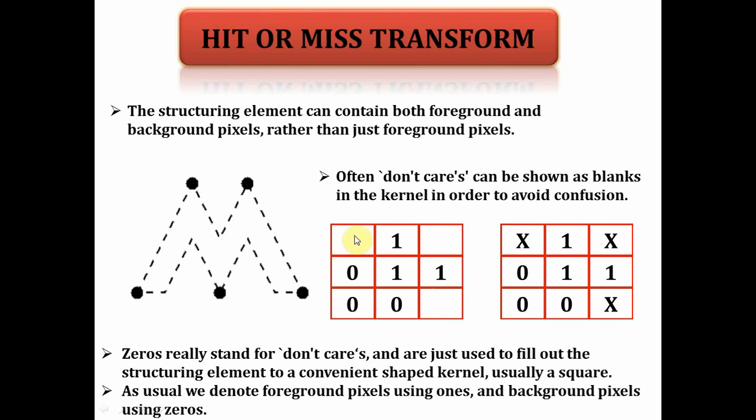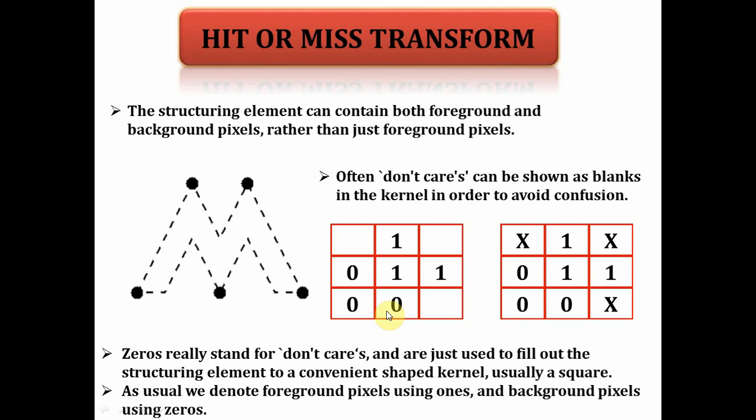Otherwise, in some books, if there is no pixel value, you are not considering any value, meaning you don't bother about that value. So that is why we don't care about this pixel value. Now the structuring element can contain both foreground and background pixels. Foreground means 1, and these are foreground pixels. 0 0 0 are background pixels, rather than just foreground pixels.